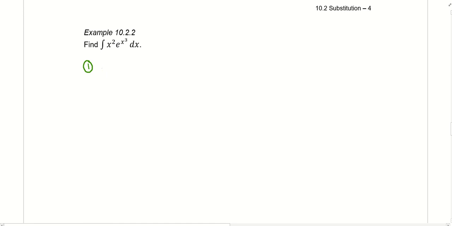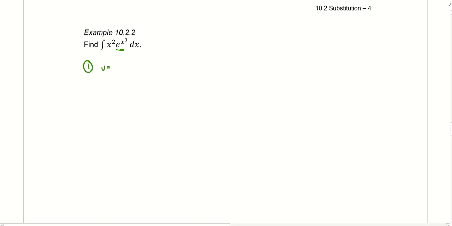So like I said, there's not really a hard and fast rule for picking u, but one technique that's a good way to start if you're not sure is to look at your integrand and think differentiation. Think, is there a place where I would have to use the chain rule? Is there a place where I have an inner function and an outer function?